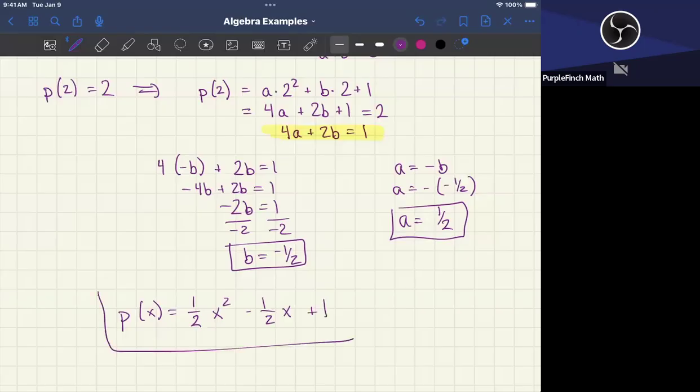And this is the only polynomial that satisfies all the conditions given. Isn't that nice?